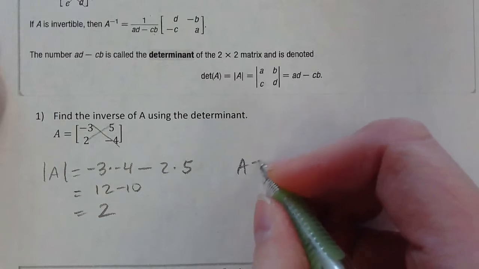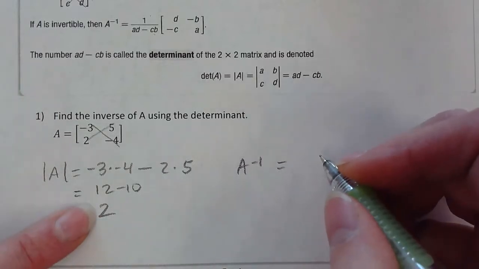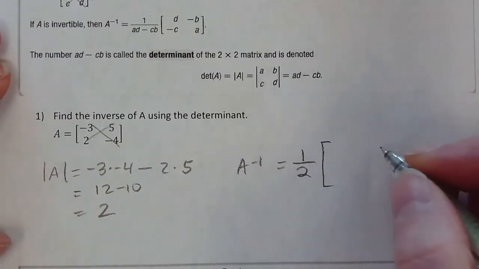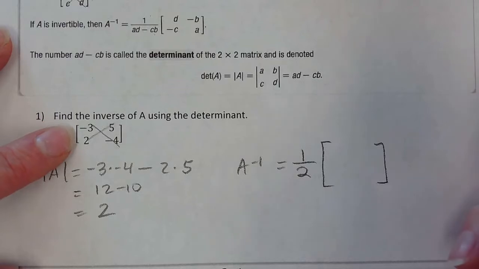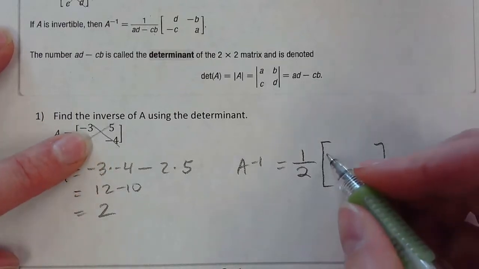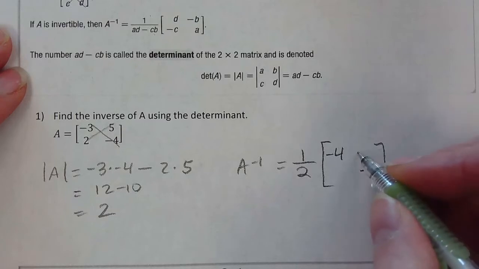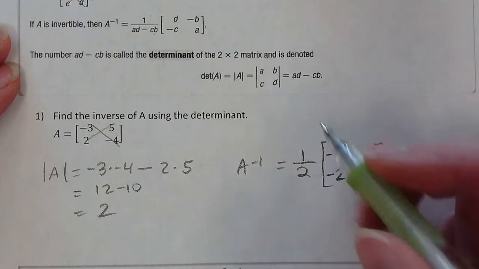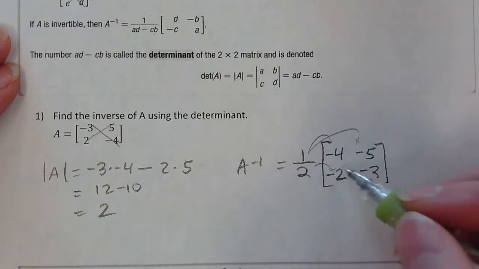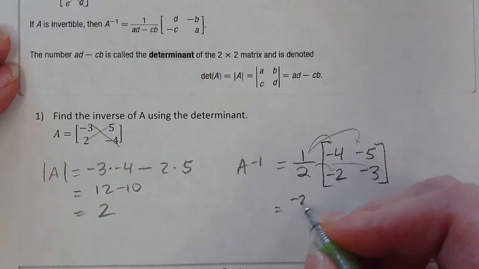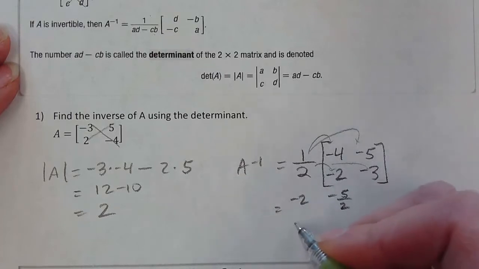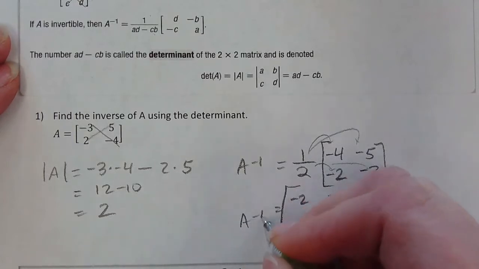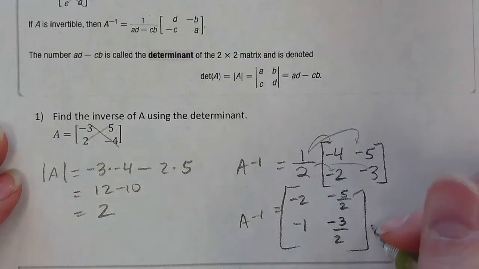And now to find our inverse, we're going to take this determinant and use the reciprocal. So that means I now have 1/2, and we're going to multiply it by almost our original matrix. So we're swapping on that first diagonal, and we're going to change our signs. So now I just have to go through, and I have scalar multiplication. I'm going to bring that 1/2 and multiply all 4 numbers by that. So this will be a -2, -5/2, -1, -3/2. So that's going to be my inverse. All right, so here's step 1.